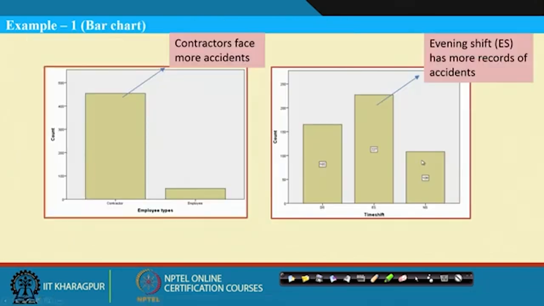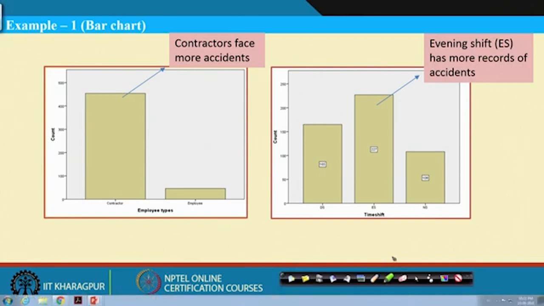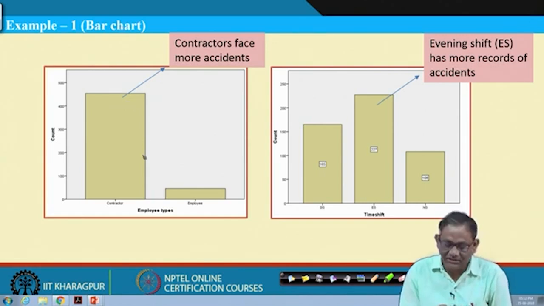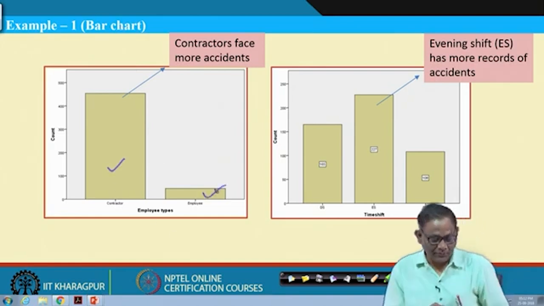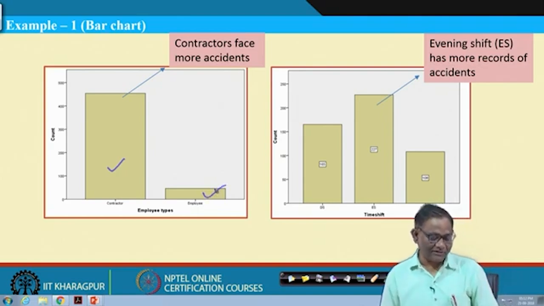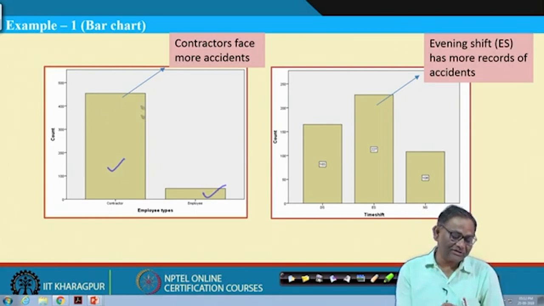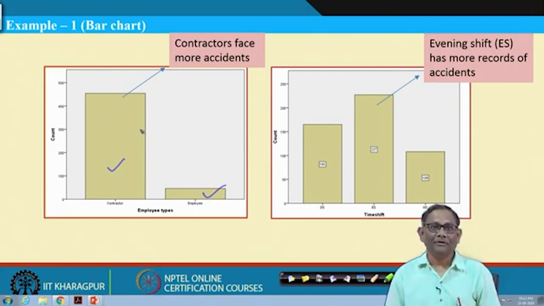Now there are many charts that can be used. For example, when you are analyzing which kind of employees are more prone to accident, you can use a simple bar chart, and in the bar chart you find out that contractors are more than employees. If you see the percentage also, if the contractor workers and company employees are equal in number, then this count shows the contractors are more prone to accident.